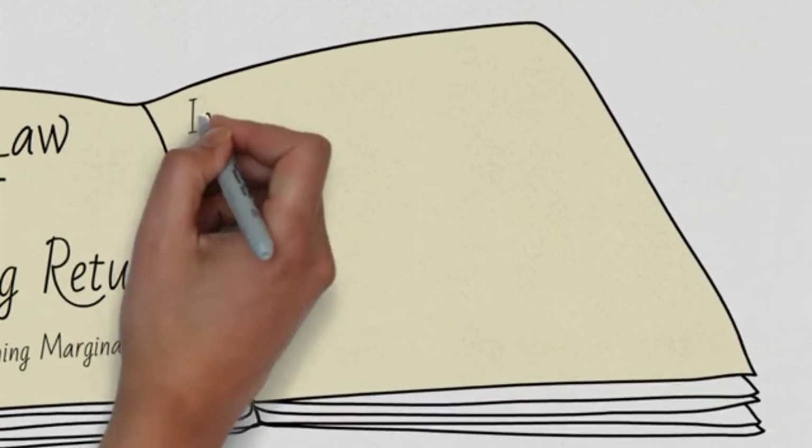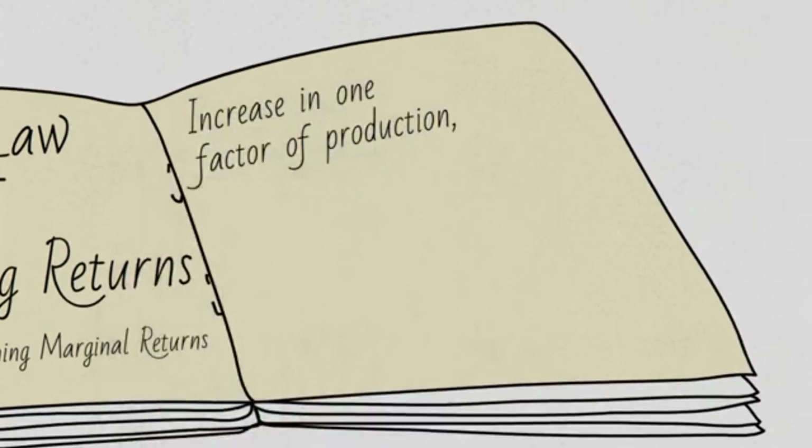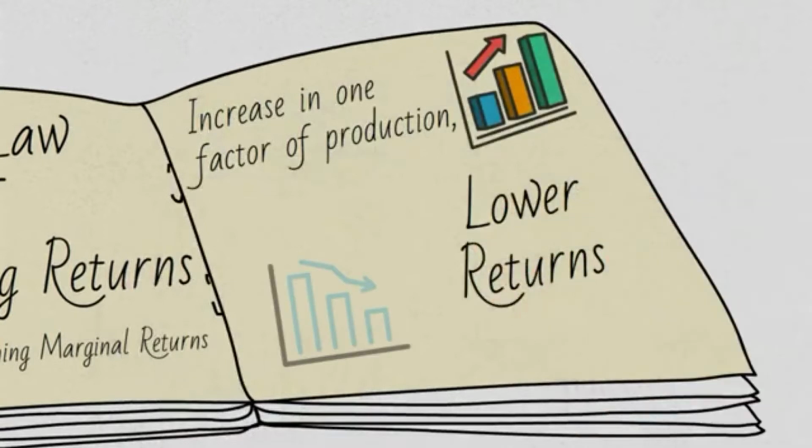The textbook says it is an increase in one factor of production that leads to lower returns. So returns are your profits. When we increase our factors of production, then our returns lower. Then how does that happen? How do we get lower profits when we are increasing our factors of production? It must lead to productivity.